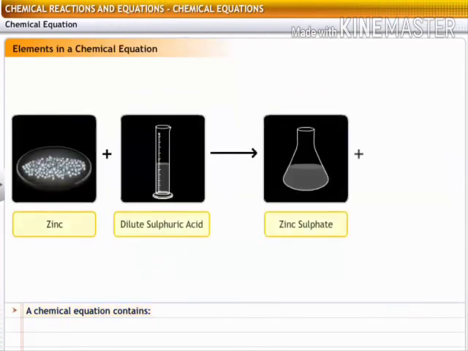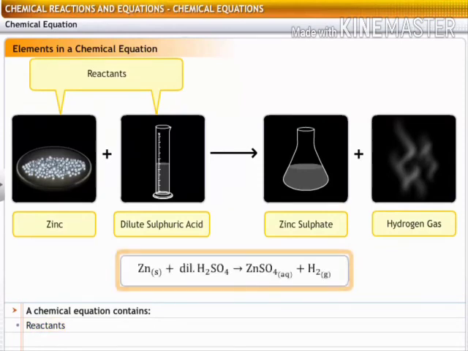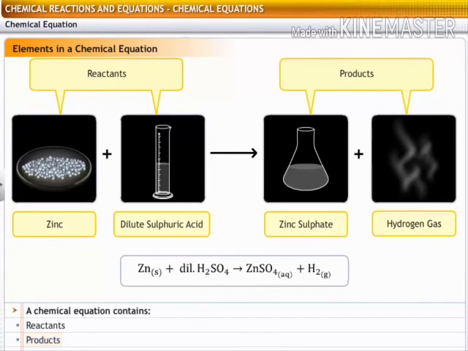A chemical equation is made up of the following components. The reacting substances, known as reactants, are on the left-hand side. For example, in the equation you just saw, zinc and dilute sulfuric acid are the reactants. Therefore, they are on the left in the equation. The resulting substances, known as products, are on the right-hand side. For example, in the equation, zinc sulfate and hydrogen gas are the products. Hence, they are on the right. An arrow separates the reactants and the products and also indicates the direction of the reaction. Thus, in the reaction you saw, the arrow indicates that zinc and sulfuric acid react to form zinc sulfate and hydrogen.